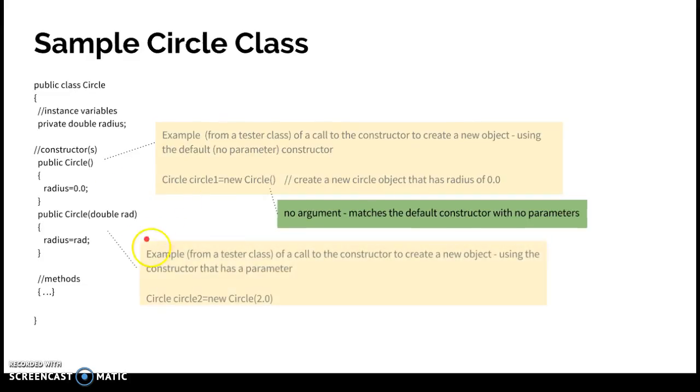Okay, this is an example from a tester class of a call to a constructor creating a new object using the constructor that has a parameter. So Circle again, circle2 this time, new reference equals new Circle(2). So it's calling this constructor because this is the one that has a parameter. So the radius, or rad we called it here, is assigned to radius. So this would say when this is created, it would be an object called circle2 and it would have a radius of 2 inside it.